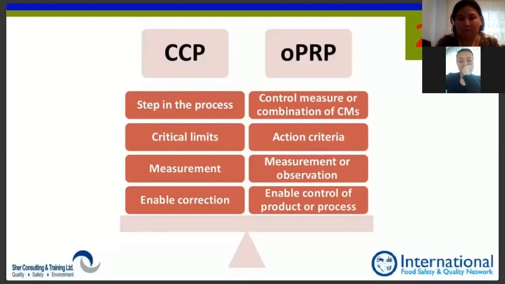Still, the principle that it cannot leave the plant is valid for both of them. If a product has been produced where the action criteria have not been met, or the critical limits have not been met, it's the same thing. It can't leave the plant unless, and we'll get to the unless in a second.